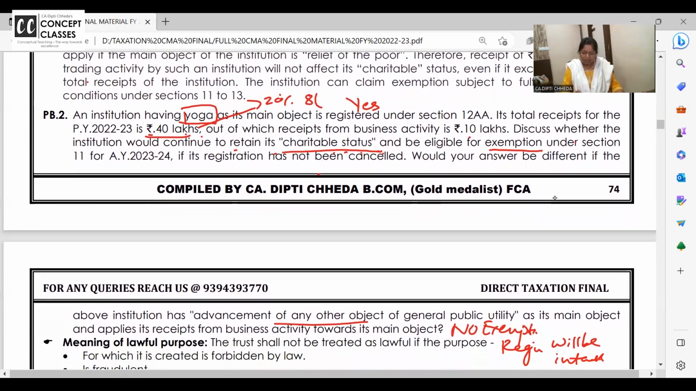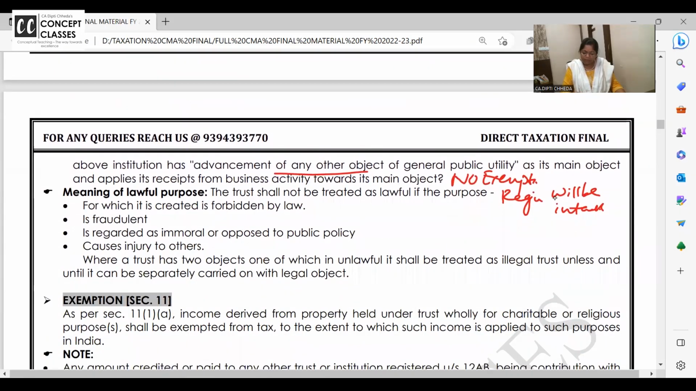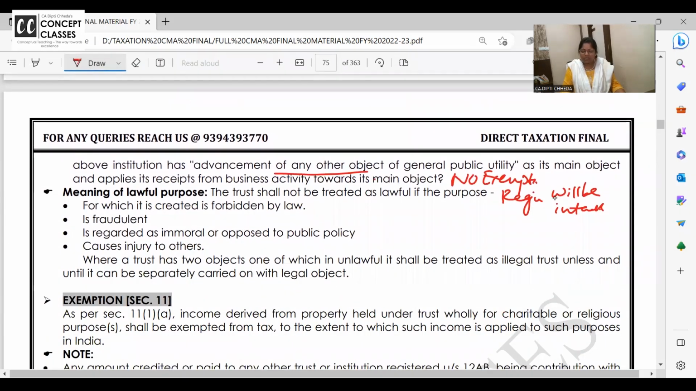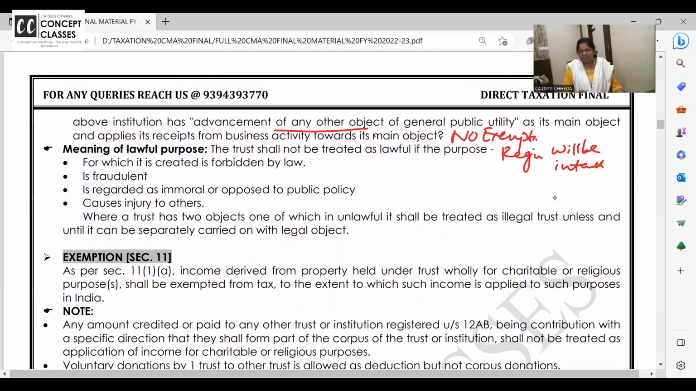So if it is formed with the object of yoga and all those objects which are covered in section 15, then no problem. It will still get exemption. But if it is formed for the advancement of any other object of general public utility, then they will not get the exemption, because the 20% of gross receipts has been crossed. Theek hai?